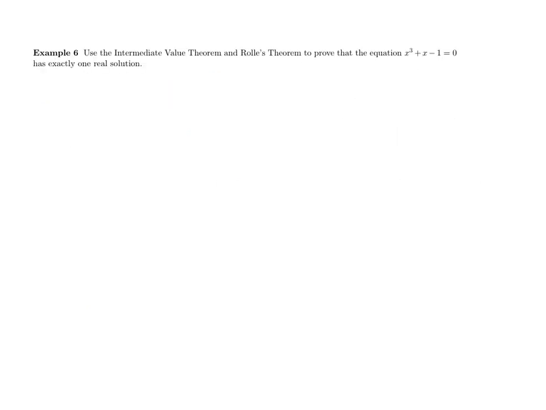Let's look at an application of Rolle's theorem. In example 6, we're given this equation here, x cubed plus x minus 1 is 0. I want to use the intermediate value theorem to show that there is a solution to this equation, but then I'm going to use Rolle's theorem to show that there's exactly one solution, meaning there can't be a second one. Now, the first part of this question is something we did a while ago, using this theorem to show that there is a solution to this equation.